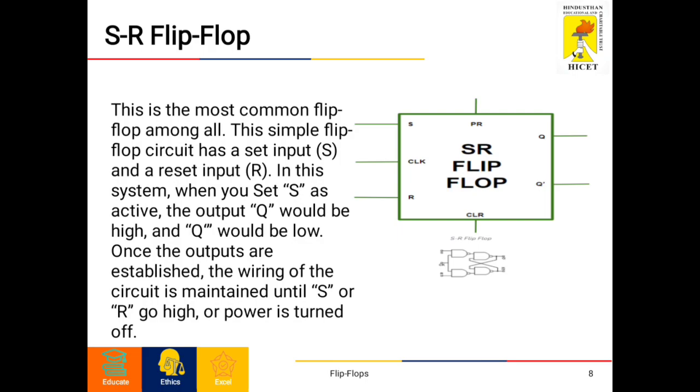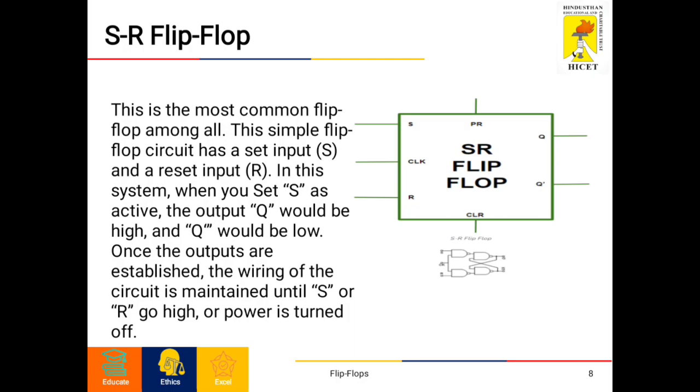The next one is SR flip-flop. This is the most common flip-flop among all. In this flip-flop, preset and clear are used because when the power is switched on, the state of the circuit is uncertain. It may come to set, Q is equal to 1, or reset, Q is equal to 0. In many applications, it is desired to initially set or reset the flip-flop, that is, the initial state of the flip-flop needs to be assigned.